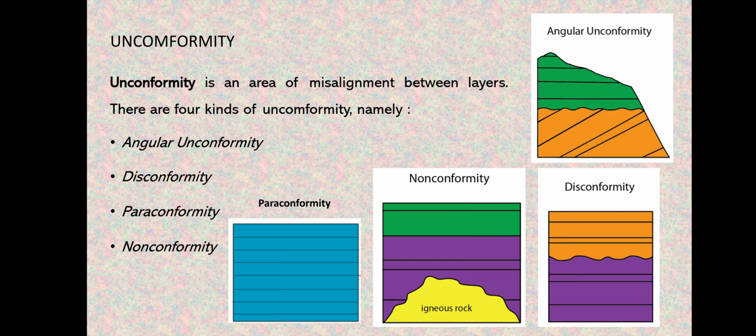Next is disconformity. Disconformity appears in the form of an eroded layer, and another layer is deposited on top of the erosion area. So this is the first area, okay, and this is another layer that is deposited on top of the erosion area.